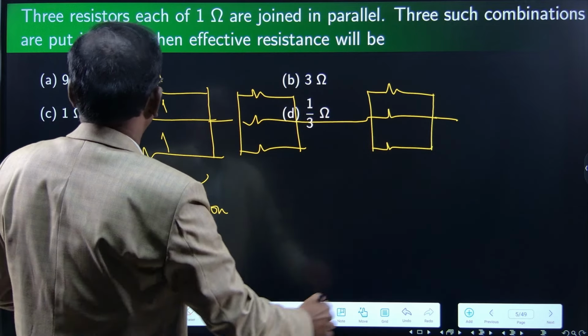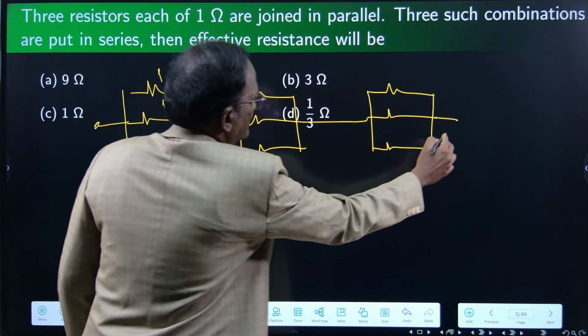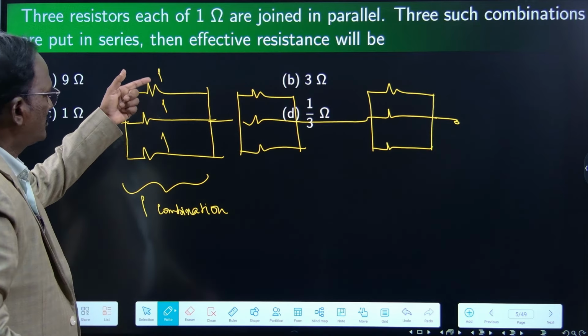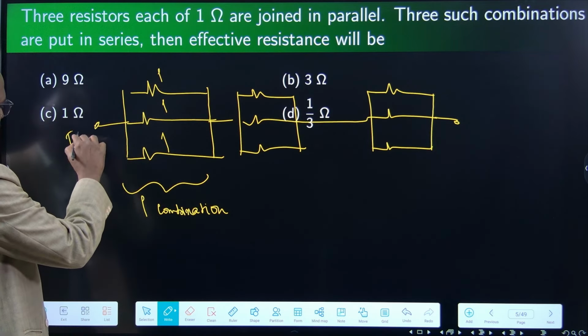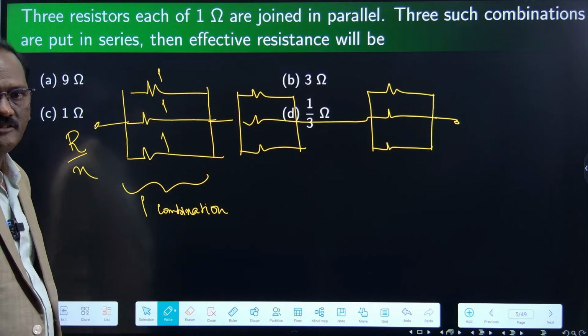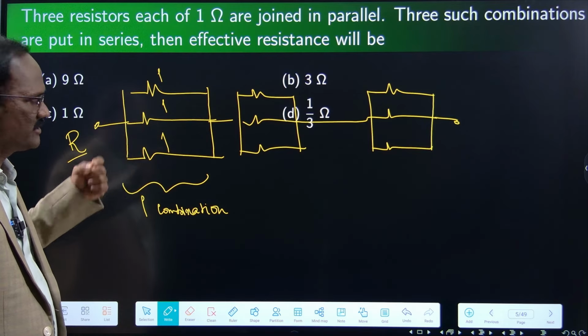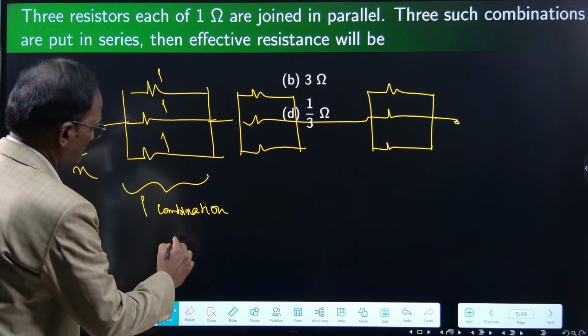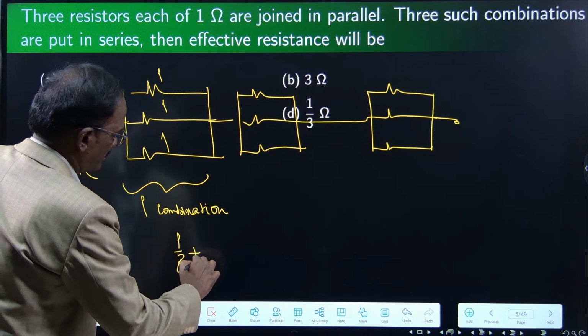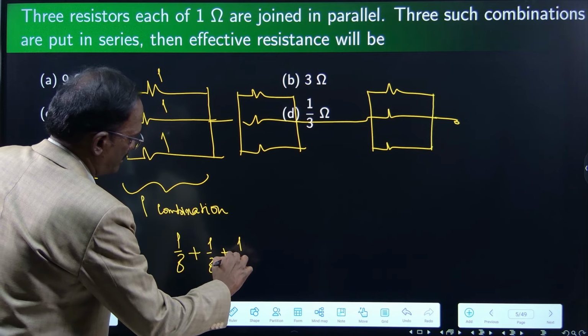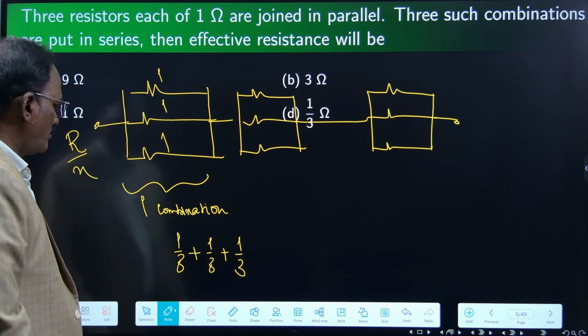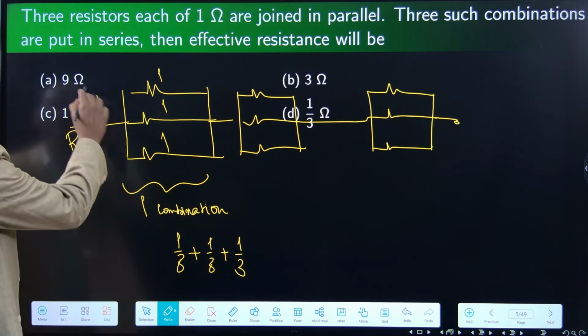Then what is the effective resistance? For equal value resistors, we have found R by N. N is equal to 3 resistors. So this is 1 by 3. For series, we will add 1 by 3 plus 1 by 3 plus 1 by 3. 1 is the answer, option C.